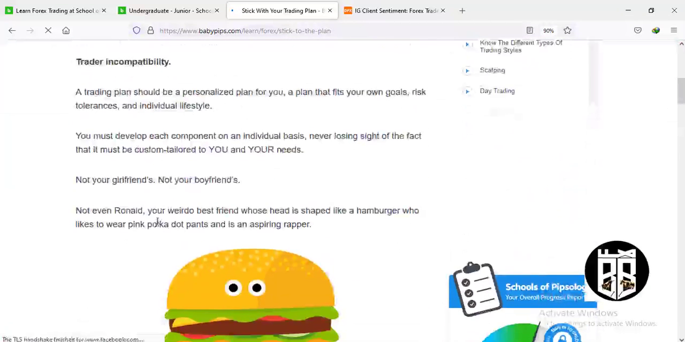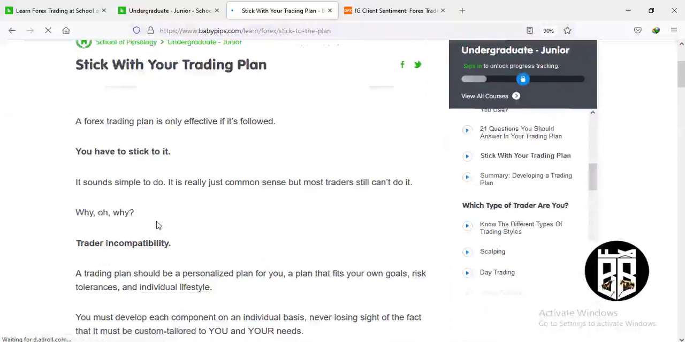That's the next lesson. So here we are on stick to the trading plan. You have to stick to your trading plan. Why? Because it's going to make you become the trader you want to be, that consistently profitable forex trader you want to be. Having a trading plan and sticking to it will make you get to that position where you want to be in your trading career.